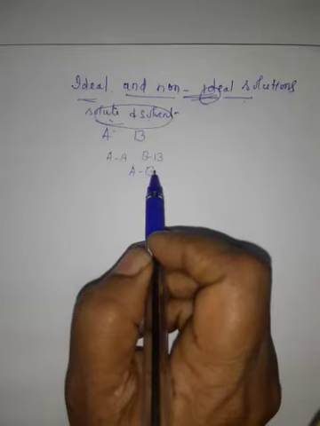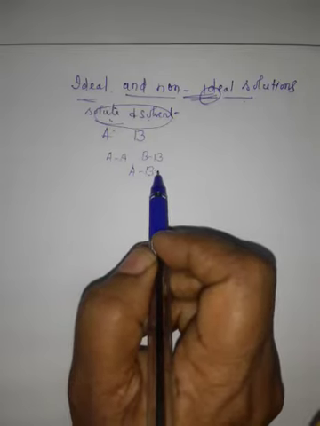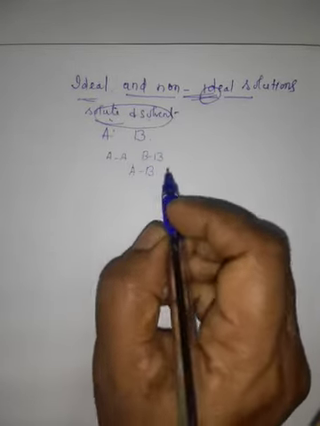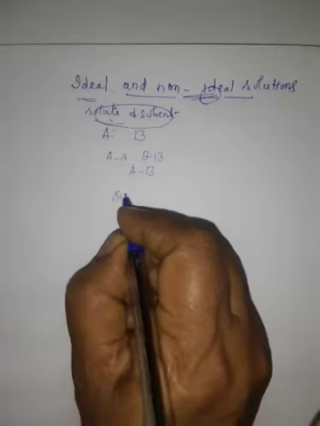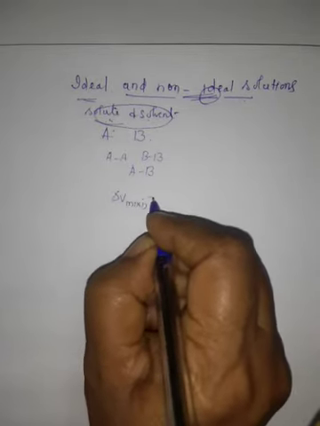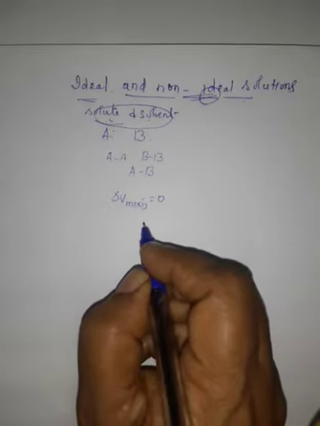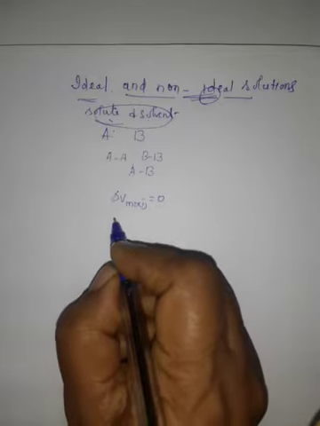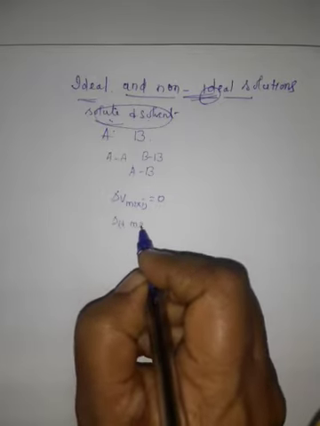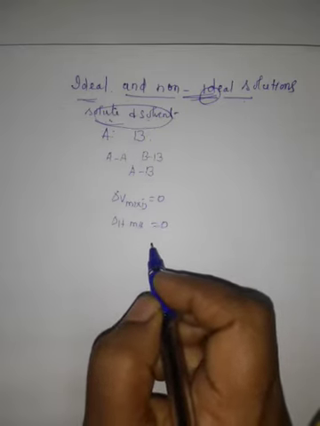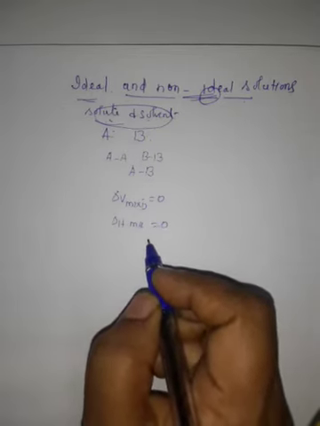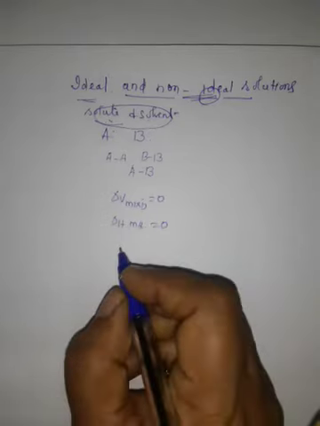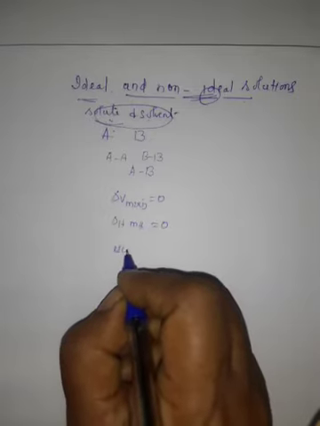For an ideal solution, there is no change in volume on mixing the two components, solute and solvent, that is, delta V mixing is equal to 0. Similarly, there is no exchange of heat when solute is dissolved in solvent, that is, delta H mixing is equal to 0. Third, the escaping tendency of the solute and solvent should be the same as in pure liquids.